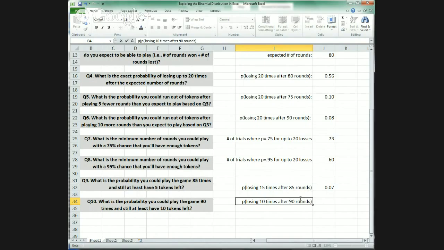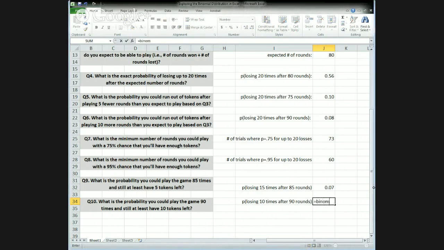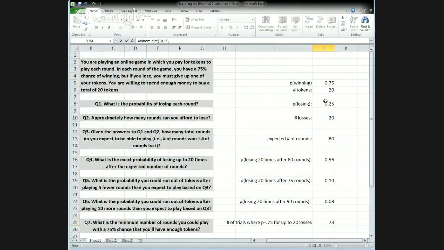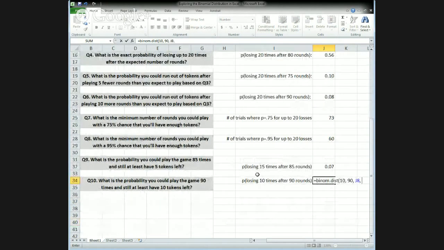10 out of 90 is obviously going to be much lower than that because the probability of losing is 0.25. So we're expecting to lose 1 in 4 rounds. 10 out of 90 is the same as 1 out of 9. 1 out of 9 is much fewer than 1 out of 4. So we're going to do here binom.dist 10, 90. The probability of losing remains 0.25. That has not changed at all throughout the questions.